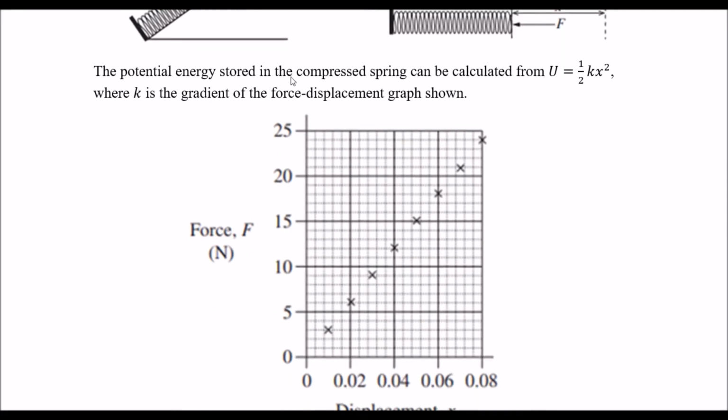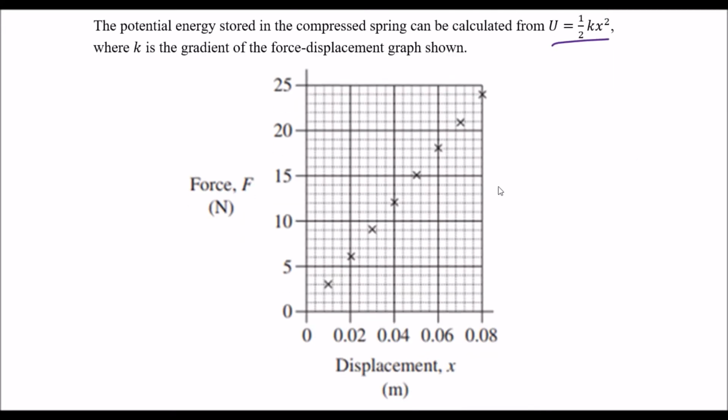The potential energy stored in the compressed spring can be calculated from the formula U equals half kx squared, where k is the gradient of the force displacement shown in the graph here. Okay, so if I draw a line of best fit, and I'll do this freehand, so you should be able to do one a little bit more straight than the one I'm going to do. Not too bad for freehand drawing of a straight line.